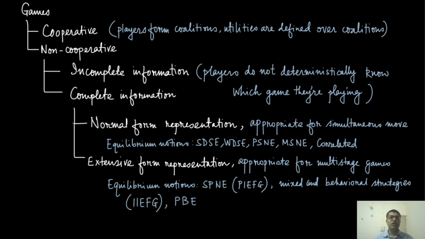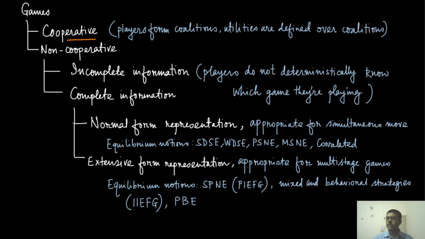In our discussion so far, we have looked at different kinds of games and their representations, equilibrium notions, etc. So this is the right time to look at where we are standing currently in the whole spectrum of game theory. Games can be broadly divided into two classes. One is the cooperative class, which will be beyond the scope of this course.